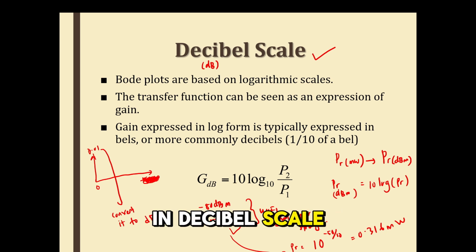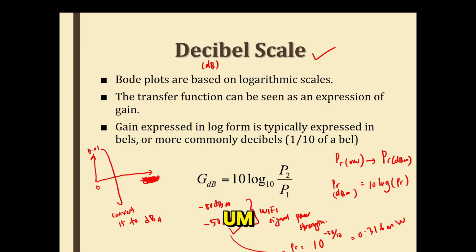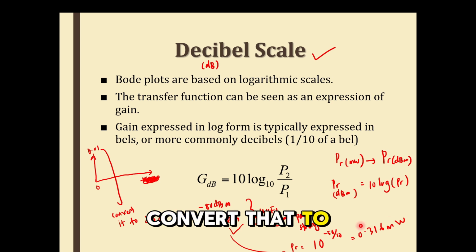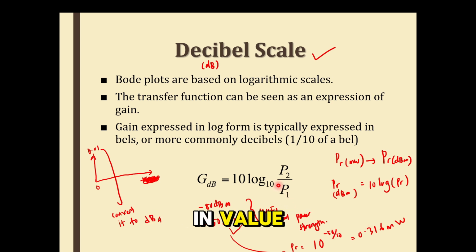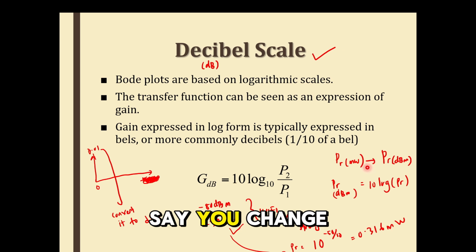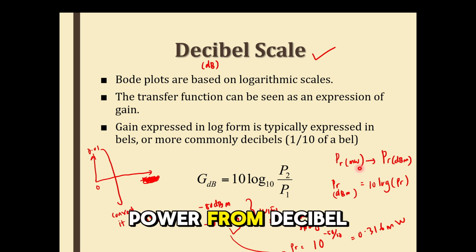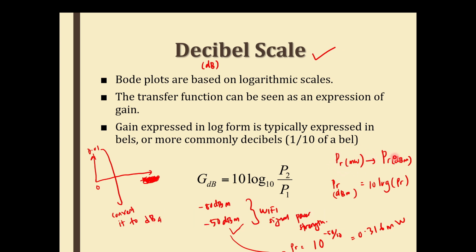So it's in decibel scale, you know. So we will convert that to 10 log. Okay, 10 log will give the logarithm value. And some additional knowledge I want to give here: this is gain, you know. Gain doesn't have any unit. But let's say you change power from normal value to decibel value, linear to decibel.